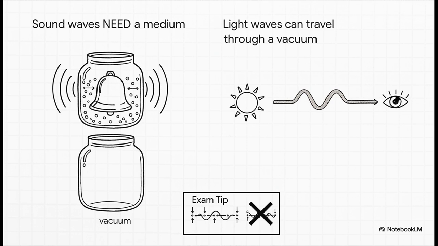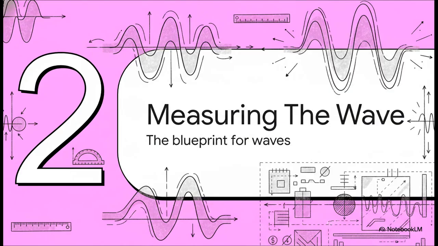And here's a huge pro tip. Seriously, remember this for your exam. Waves move energy, not matter. The particles just wiggle. They don't travel along with the wave. Right. So we've got the two types down. But how do we actually measure them and describe them with numbers? Let's look at the blueprint for how waves behave.